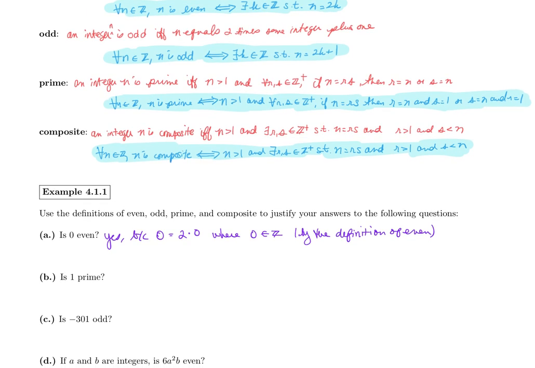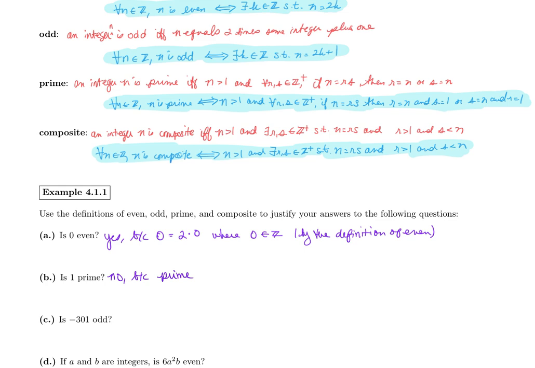Can we show that 1 is prime or is not? The answer is yes, we can. So is 1 prime? The answer is no, because prime numbers, by definition, are greater than 1. And that is by the definition of prime.